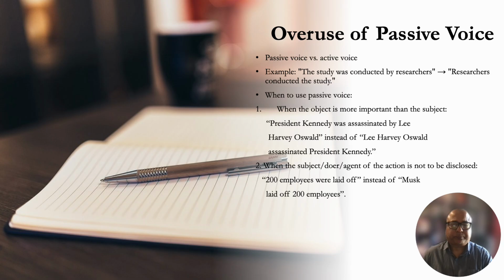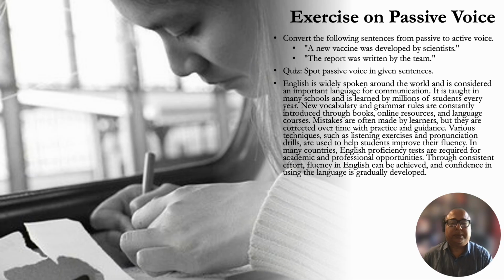The second situation when passive voice is used is when the subject of the action is not to be disclosed. So it's confidential information. So rather than saying Musk laid off 200 employees, so everybody knows now who fired 200 employees, passive voice is used, like 200 employees were laid off, or letters were mailed yesterday. Who mailed the letters is not important. Okay? All right, so try to do this exercise.